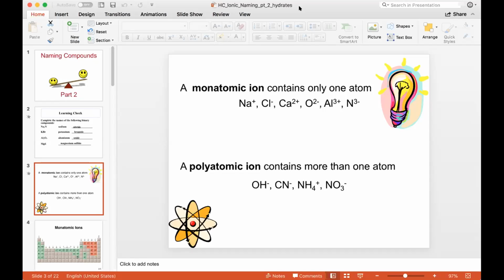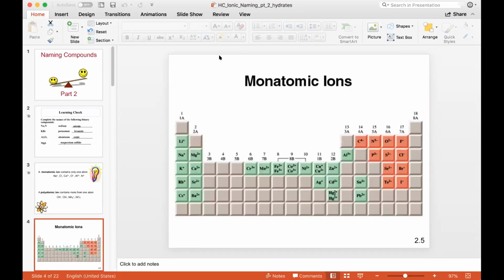So for instance, on the monoatomic ion list, you've got sodium, which is Na+, and that sodium and the hydroxide, that's the OH minus, can bond to form an ionic compound. So there are some particular rules and complications about polyatomic and monatomic ions. On the periodic table, the monatomic ions are highlighted here.